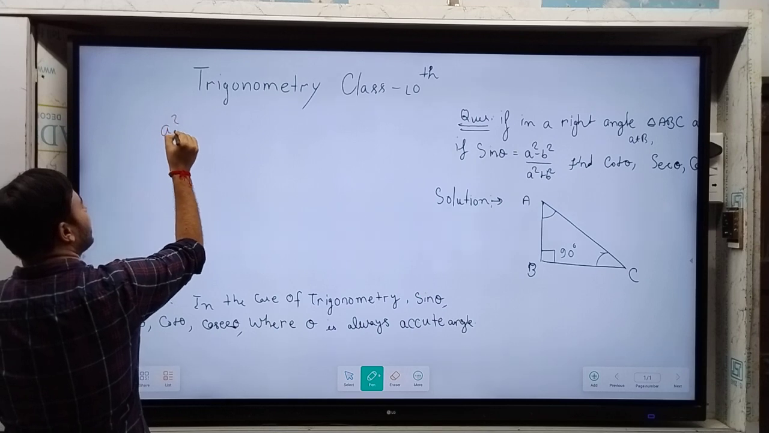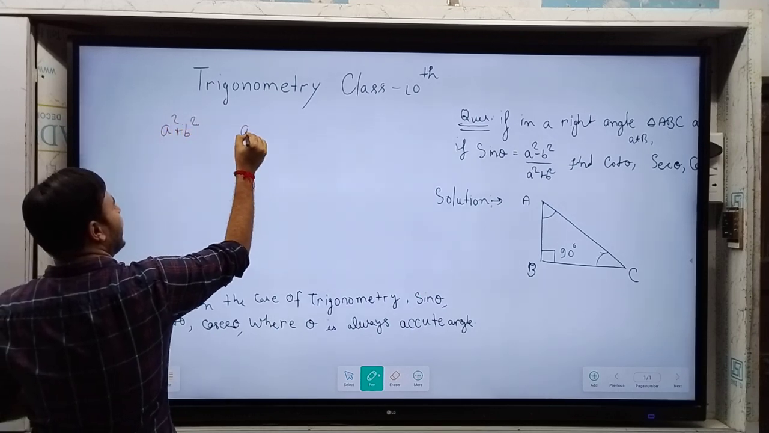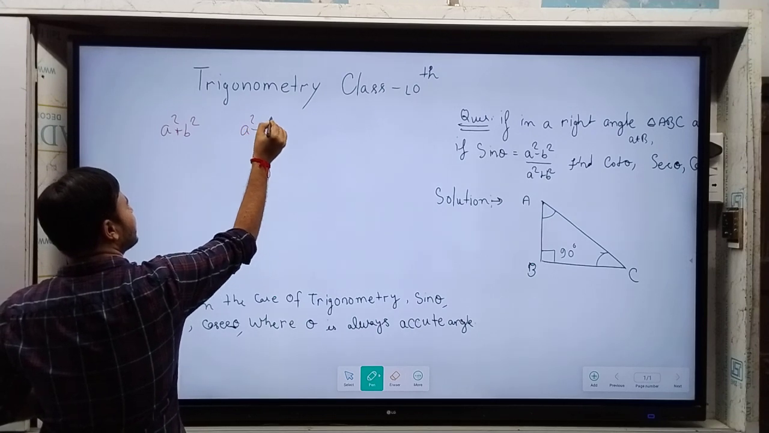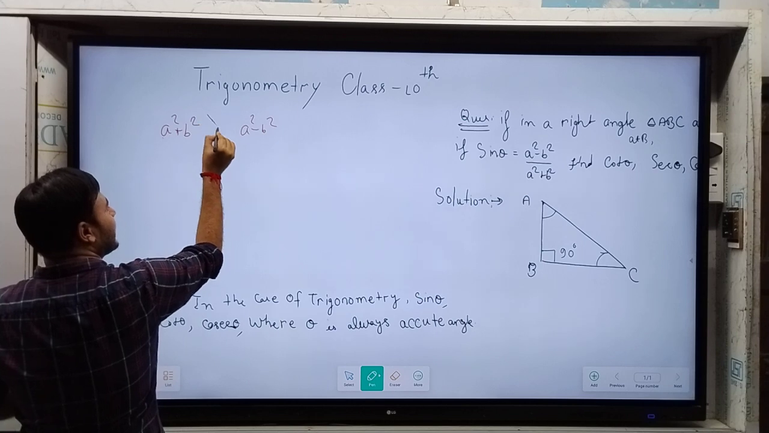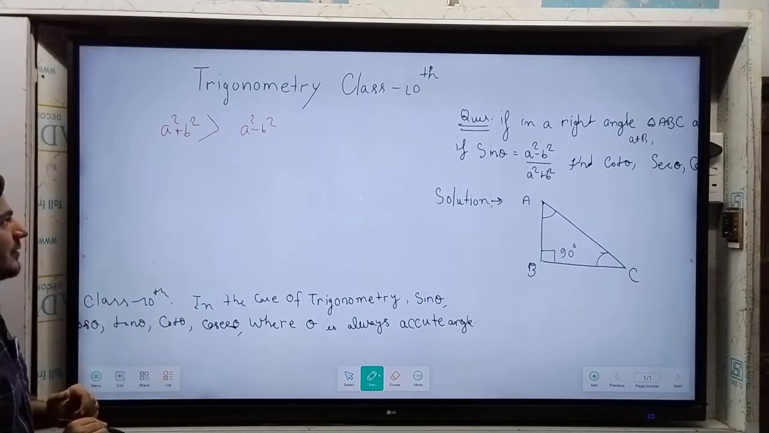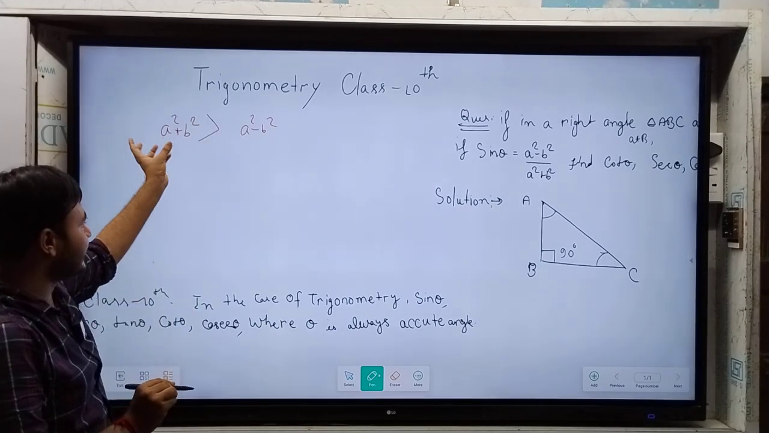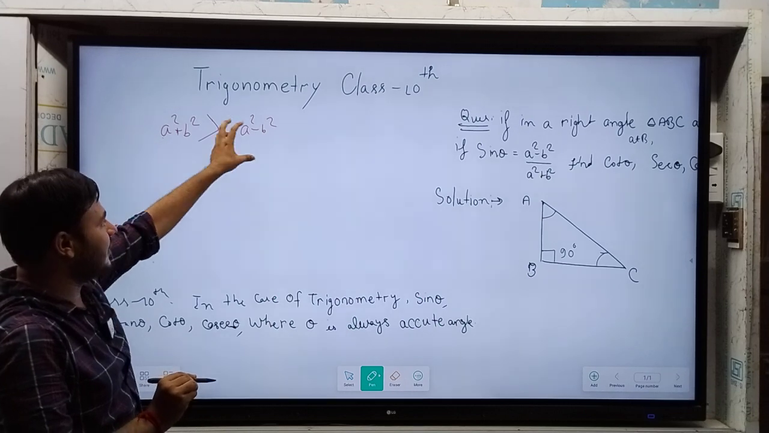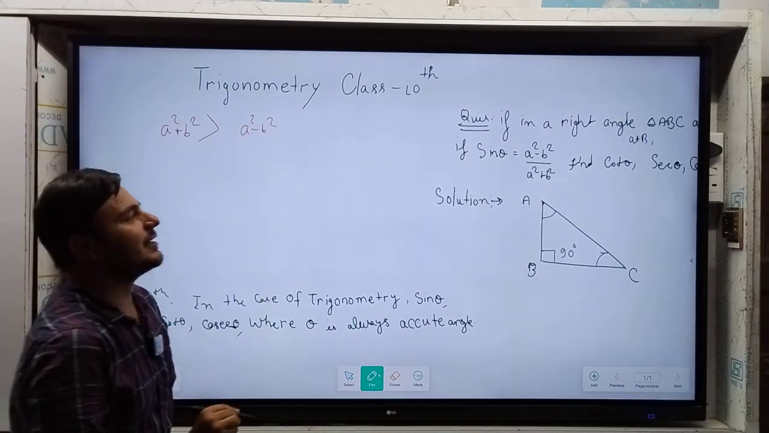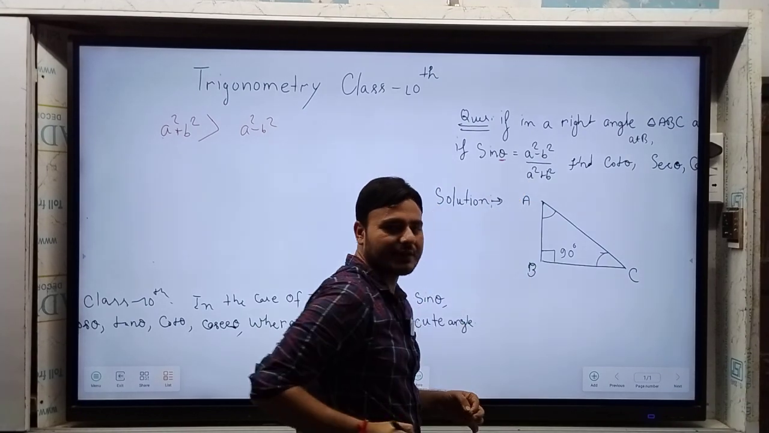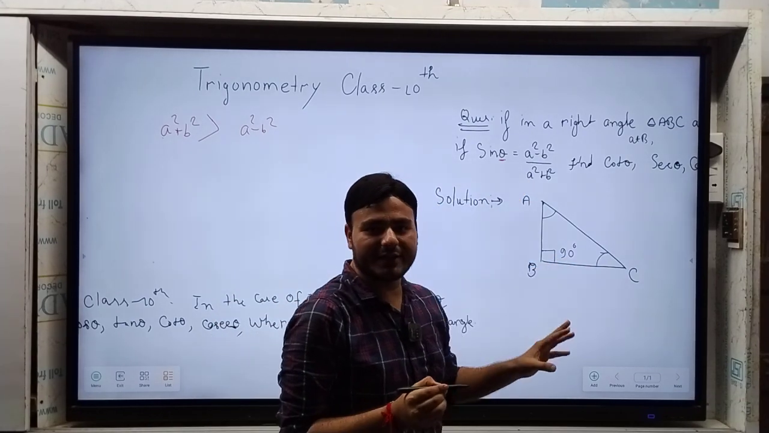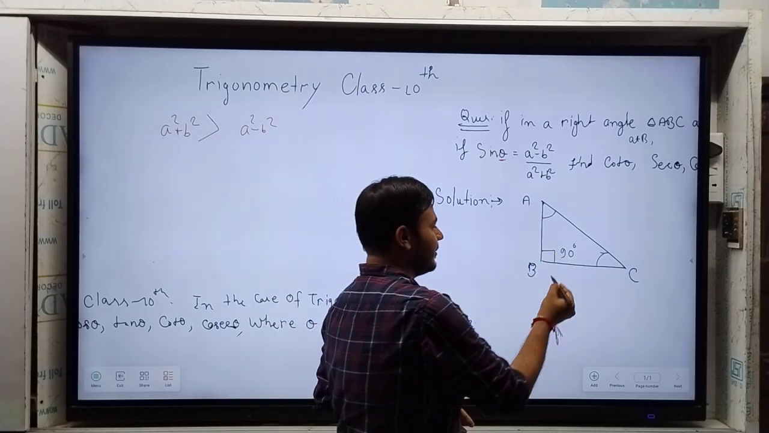a square plus b square and a square minus b square. A square plus b square will be greater than a square minus b square. So we can say that this is the greater side and this is the smaller side. And sin theta is given as a square minus b square upon a square plus b square. What is the theta?